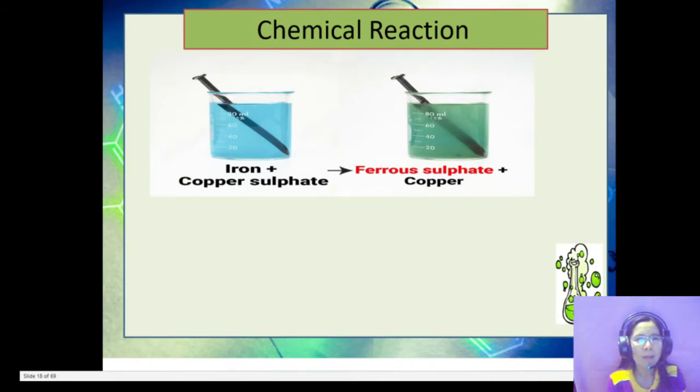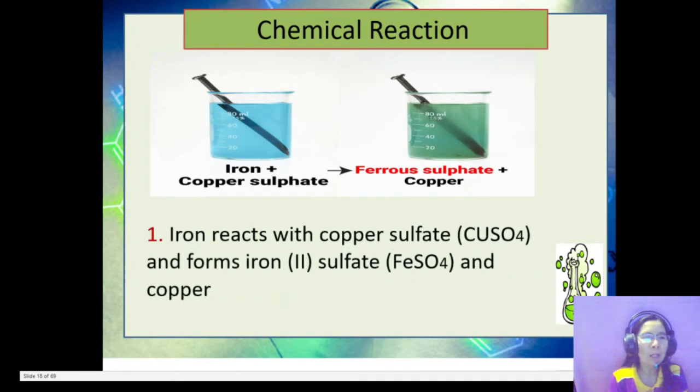What can you say about the reaction? Excellent. It's a combination of iron and copper sulfate, wherein after the reaction there is a formation of new substances. We have the ferrous sulfate and copper. So chemical reaction number 1 is all about iron reacting with copper sulfate, or CuSO4, and forming iron(II) sulfate, or FeSO4, and copper. Have you noticed the evidences of chemical reactions that we discussed? Excellent! Yes, there's a formation of a new substance from reaction number 1.